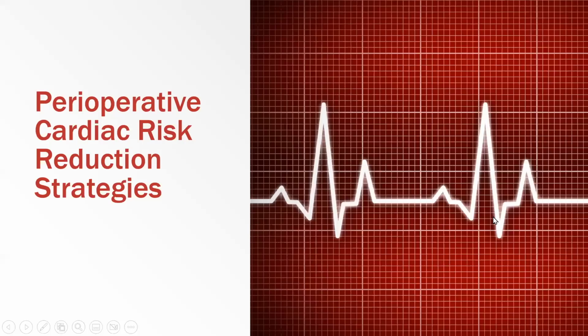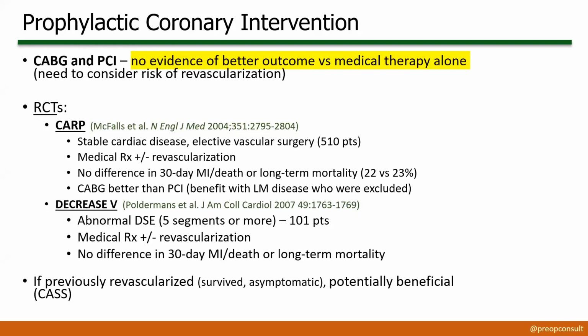Now, we've determined that the patient is at elevated risk. What can we do to reduce that risk? First thing is prophylactic coronary intervention or revascularization. And unfortunately, the bottom line, as you see here in yellow, is that we have no evidence of better outcome versus medical therapy alone. And the reason for that is because revascularization carries its own risk.